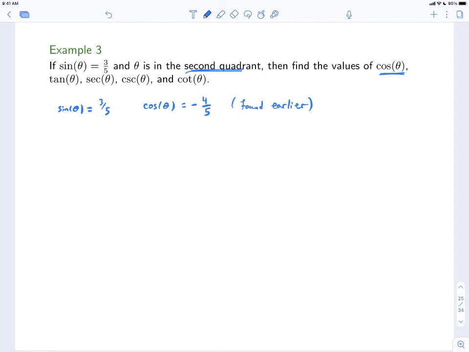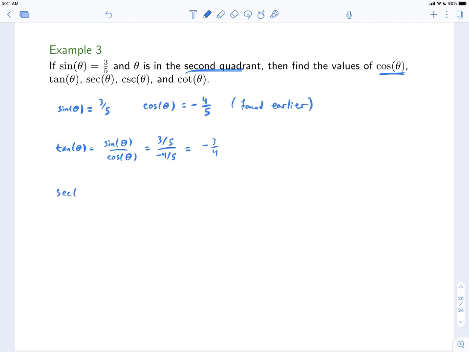So now we can just find the other four functions. Once you have sine and cosine, then you can easily find the remaining functions just by rewriting them in terms of sine and cosine. So let's go ahead and do that. Tangent of theta is sine of theta divided by cosine of theta. So that's 3/5 divided by -4/5 is -3/4.